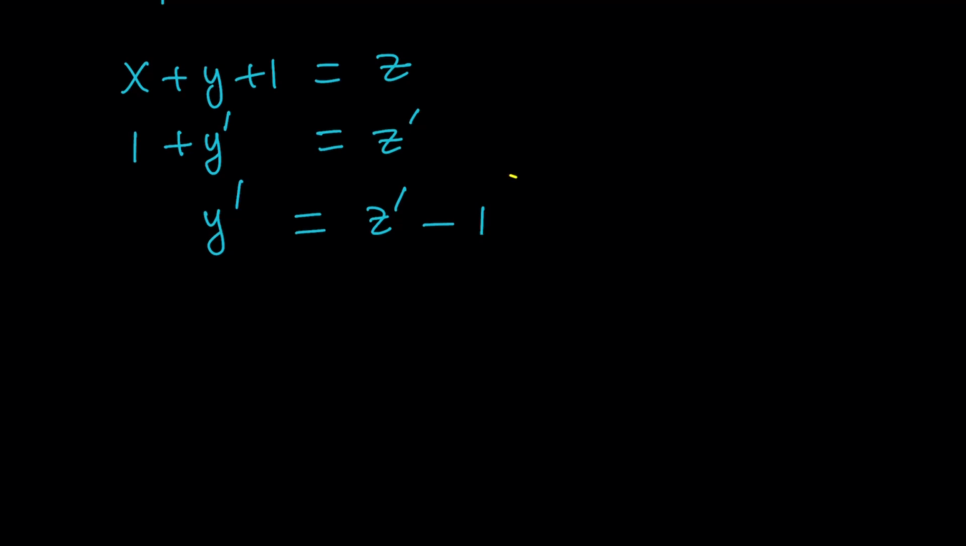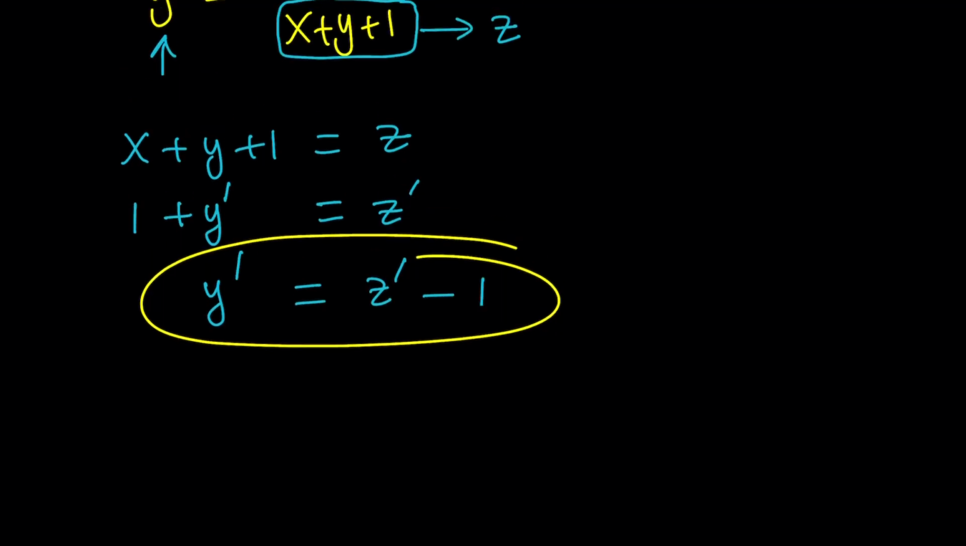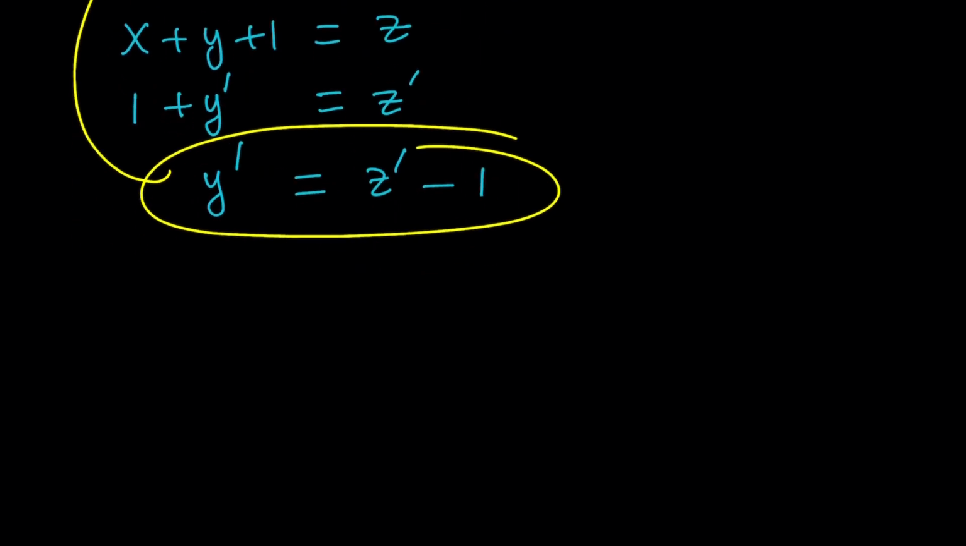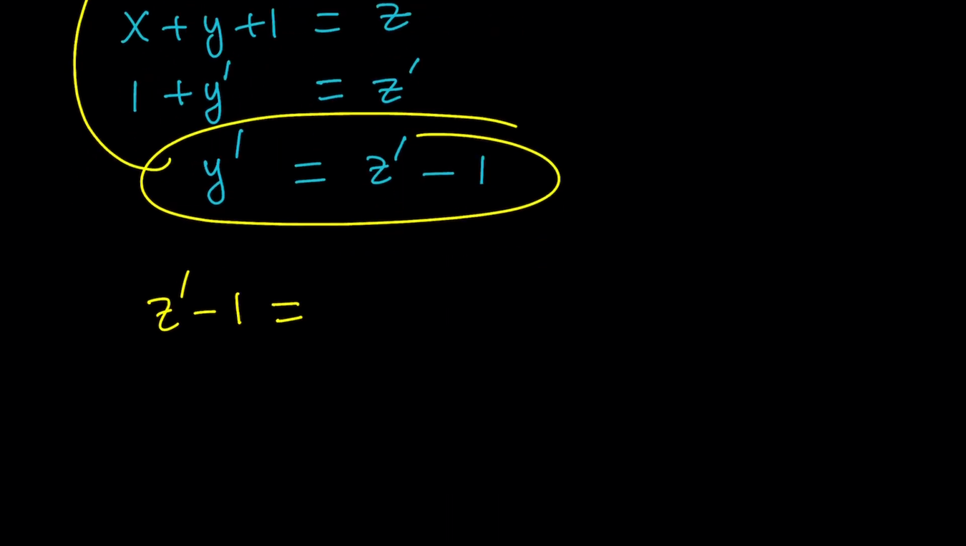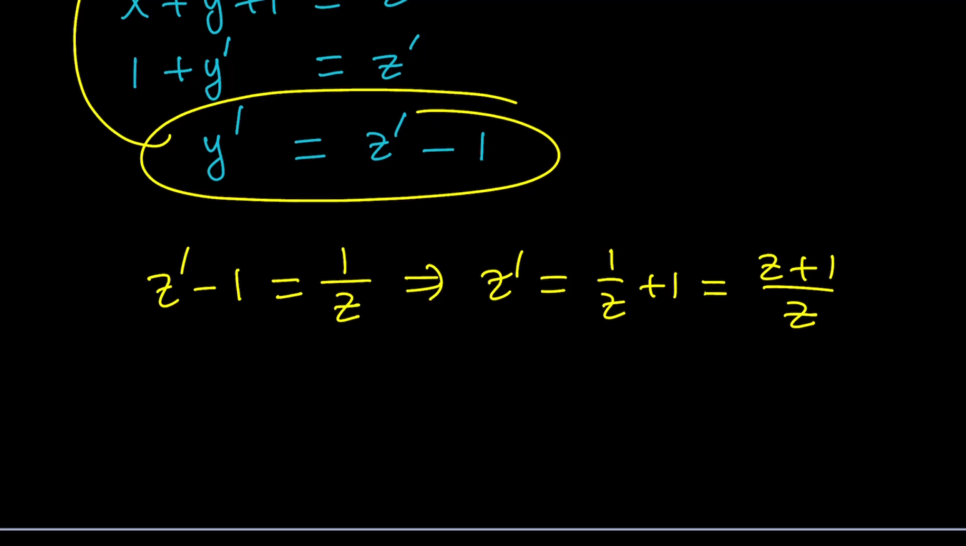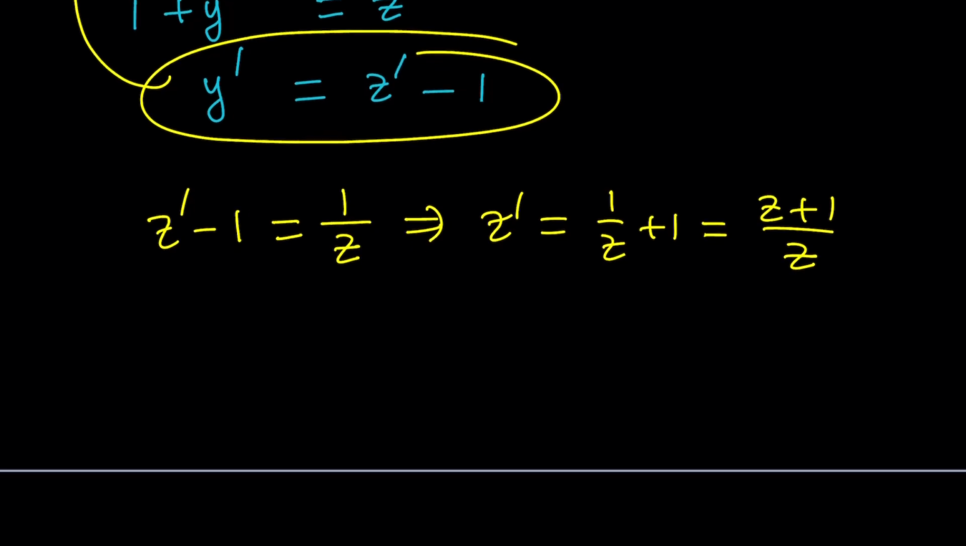So let's substitute this into our original equation. And that gives us the following. z prime minus 1 equals 1 over z. Isn't that fairly simple? Look at that. Substitution is awesome. I love it. So where do we go from here? We're going to isolate z prime, write it as 1 over z plus 1, make a common denominator, z plus 1 over z. And now you want to replace z prime with dz over dx.